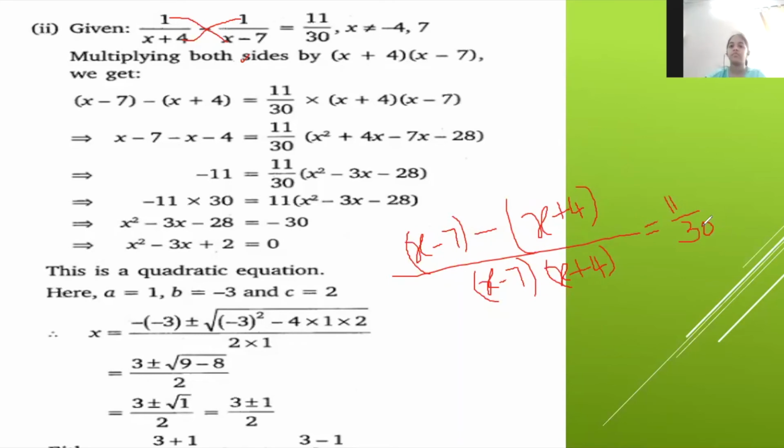Yes, Maisha? Yes, sir. Sir, on the other side, 11 by 30 is there. So can't the denominator be 30? No. You just have to cross multiply.